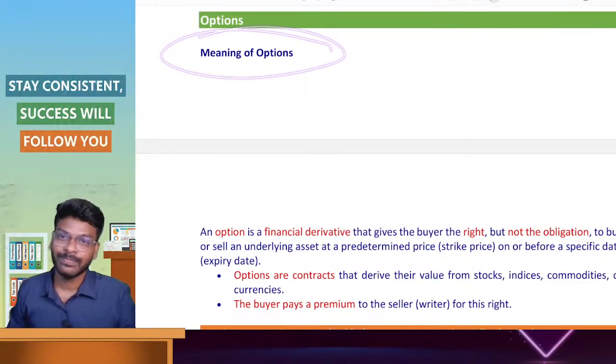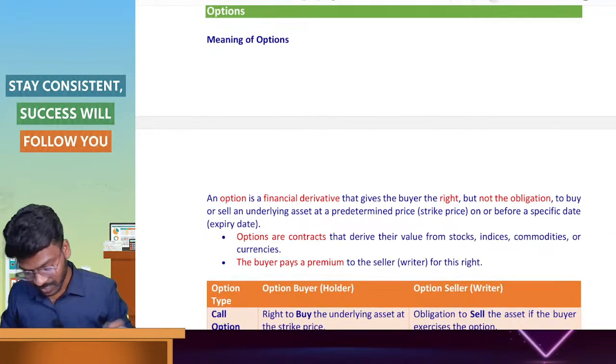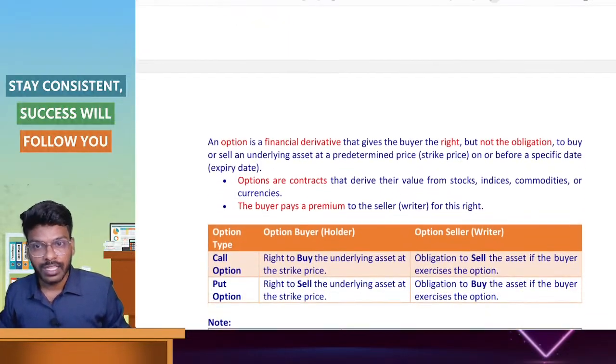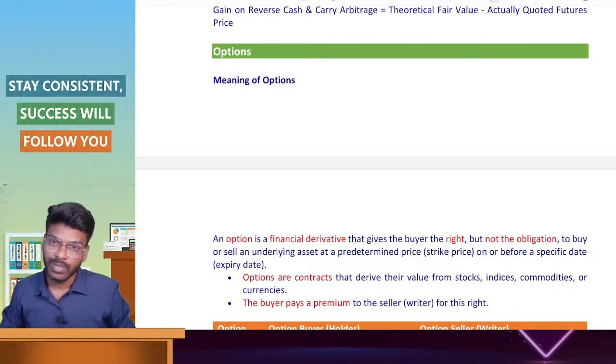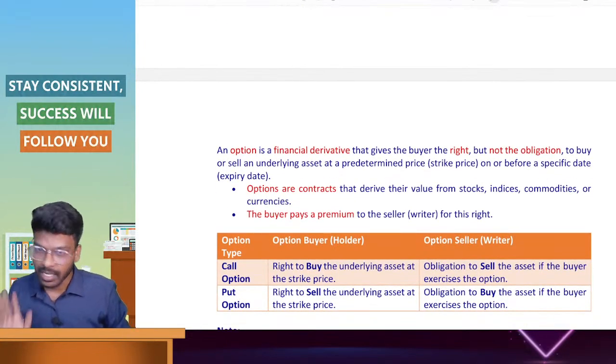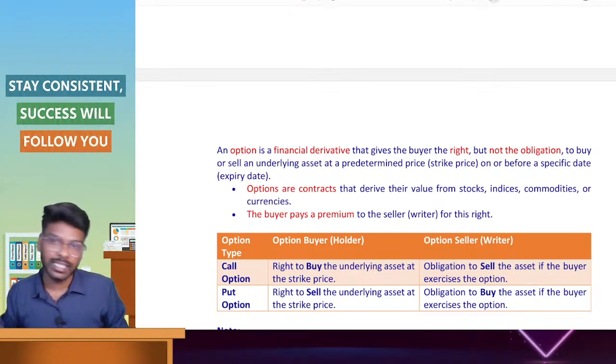Options, favorite topic. Options. Let's start with options. An option is a financial derivative. Option is also a financial instrument. It can be a favorable or an unfavorable. In case of favorable, it is a financial asset. In case of unfavorable, it is the financial liability in case of financial reporting.